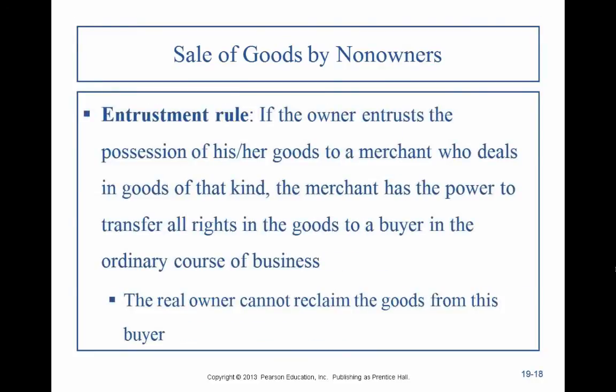All right. Now, this rule, just about everyone hates the outcome of this rule because it seems so unfair. And I can already see people shaking their heads. It seems unfair, but it's about the best rule in a bad situation. And this is called the entrustment rule. If the owner of goods entrusts the possession of his or her goods to a merchant, back to talking about a merchant only, who deals in goods of that kind, bear with me, I'll translate it into English in a minute, the merchant has the power to transfer all rights in the goods to a buyer in the ordinary course of business.